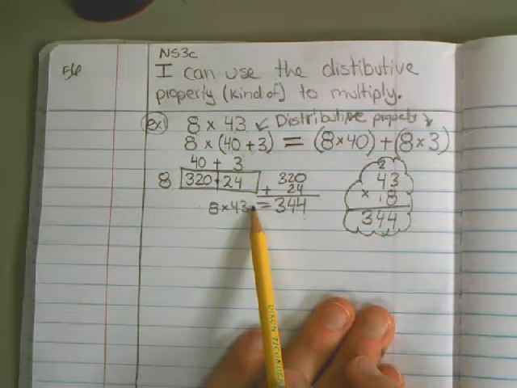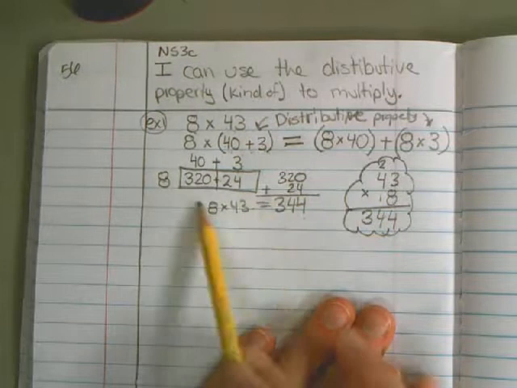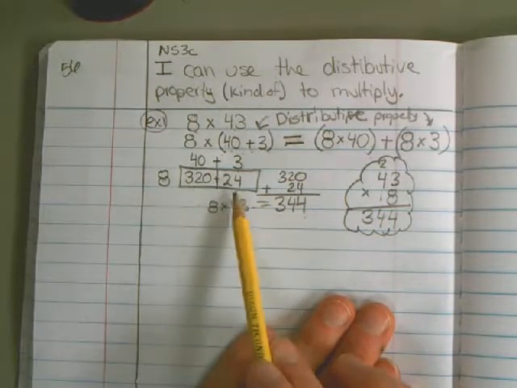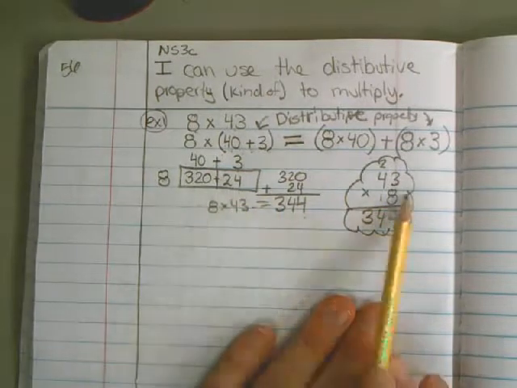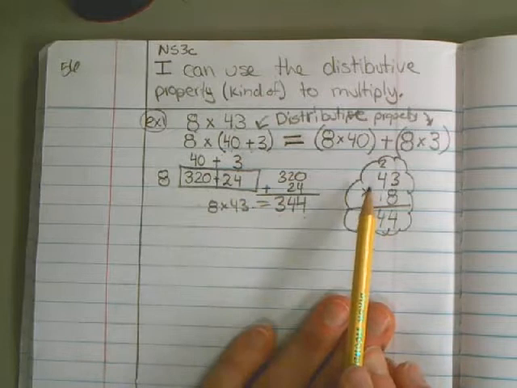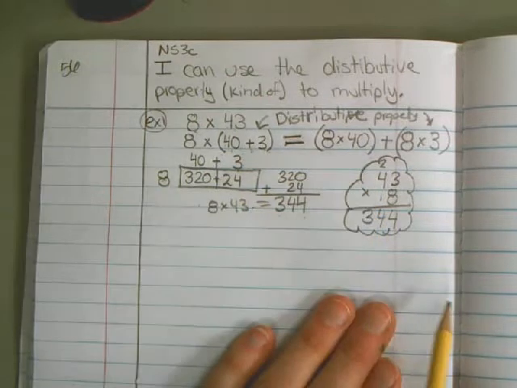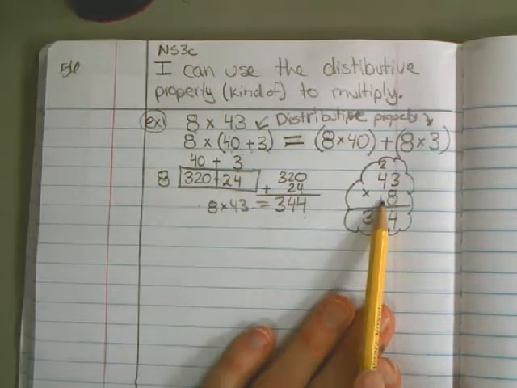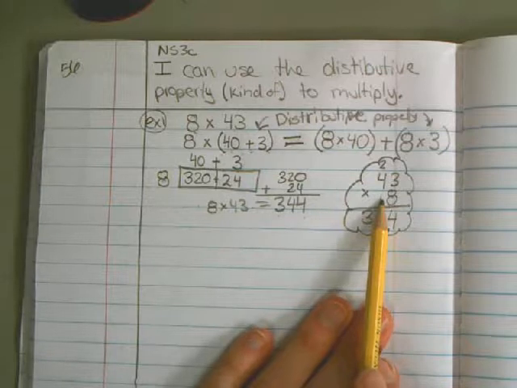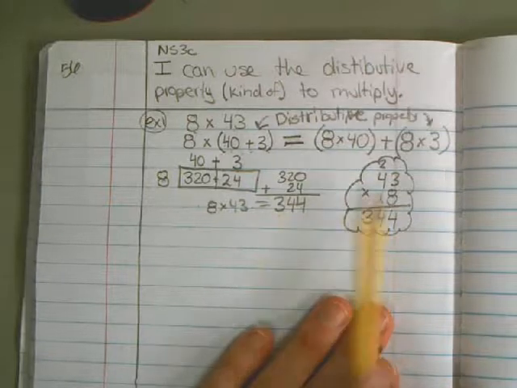Okay? So you might have heard this called an array or a box method. Okay? And both of these are equal. Okay? So if you are used to doing it this way, you can do it this way most of the time. Tonight, though, on tonight's homework, I'm going to ask you to try it like this.